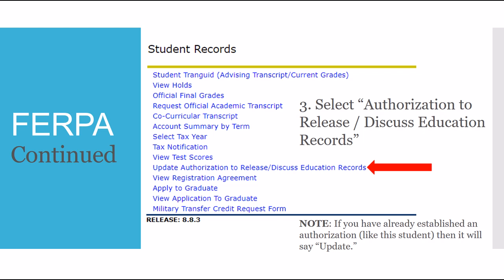Notice on this screenshot it says Update Authorization. That is because this student has already assigned a FERPA waived individual. But if you have not, it will just say Authorization to Release.